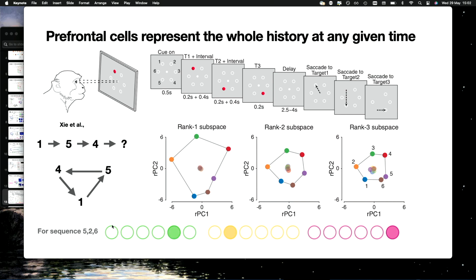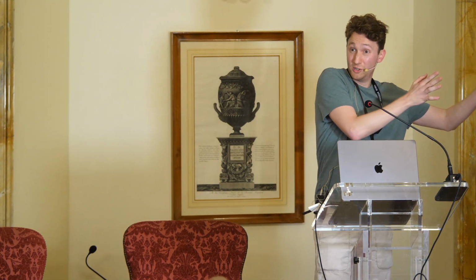Equally, if we saw 5, 2, 6, then it would be neuron number 5 of the first subspace, neuron number 2 of the second subspace, and neuron number 6 of the third subspace. Those would be the active neurons. Okay? So it's really clear, then, that these neurons are keeping a whole memory of the past, because at the moment it's seeing nothing, but it's encoding everything that it's seen before, and also everything that it's going to see in the future as well.